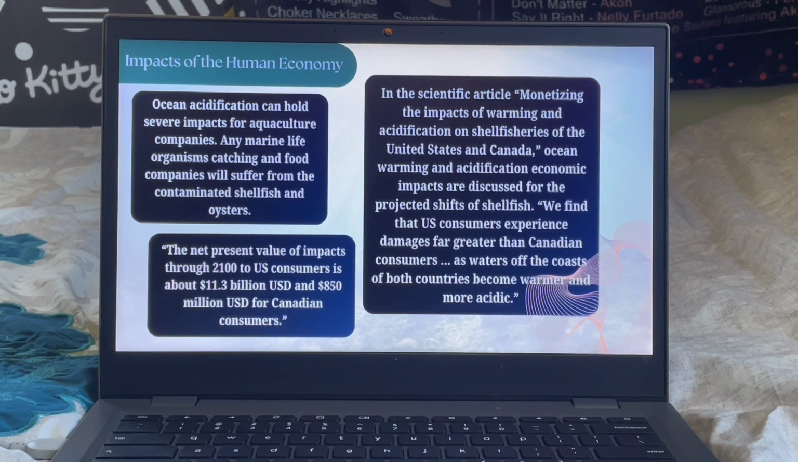In the future, fishery companies may not even be allowed to serve the foods that they are mass producing now because of the contamination. In specific, shellfish and oyster companies will suffer the most. The marine economy is already seeing a decrease in the numbers of shellfish and other shelled organisms. In the scientific article quoted before, the future of shellfish numbers and impacts on the economy are discussed. We find that U.S. consumers experience damages far greater than Canadian consumers, as waters off the coast of both countries become warmer and more acidic.